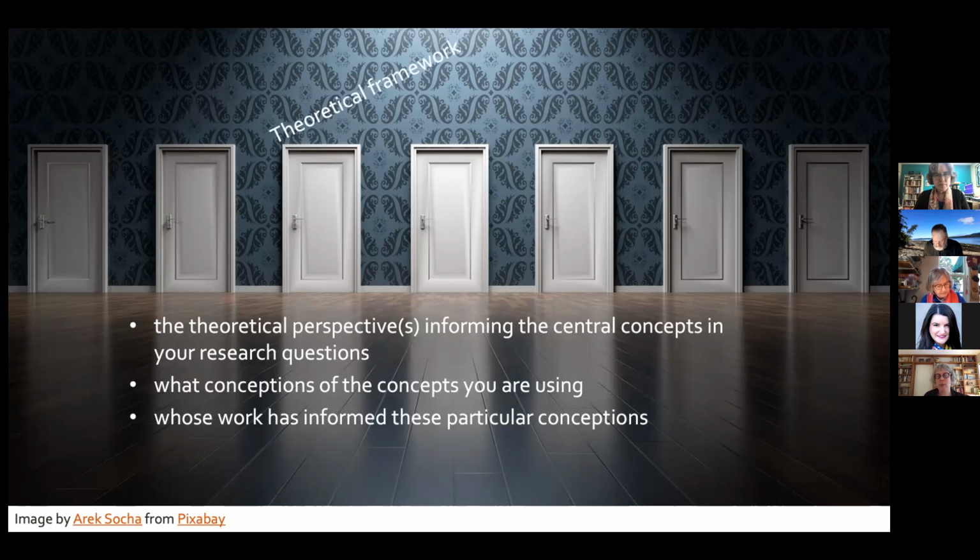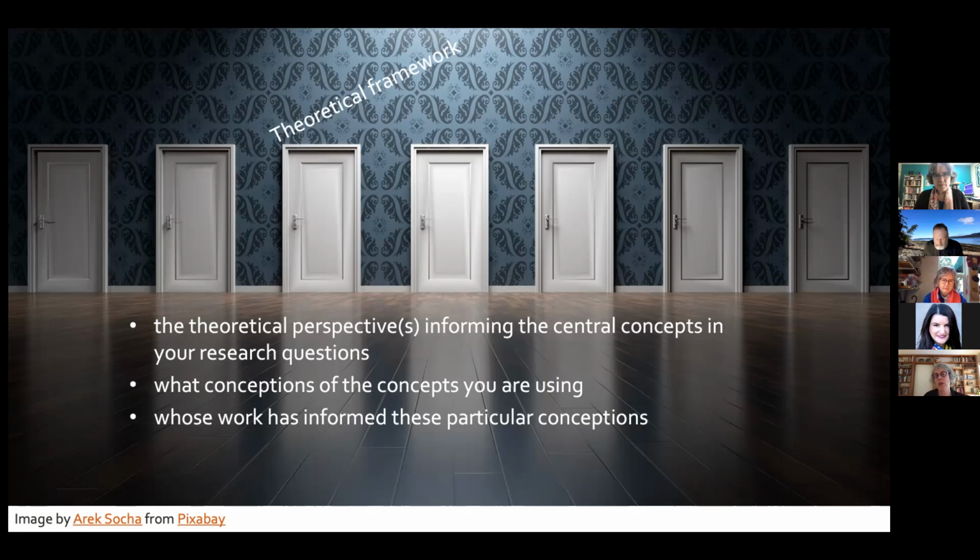The theoretical framework is all about your study. It is an explanation of the theoretical perspective or perspectives informing the central concepts in your research questions. So that's, I will come back to that. Often it's already prefigured a little in how you frame your research questions.